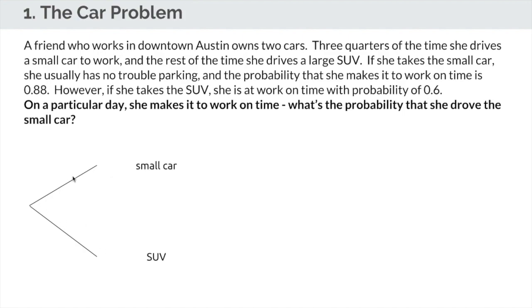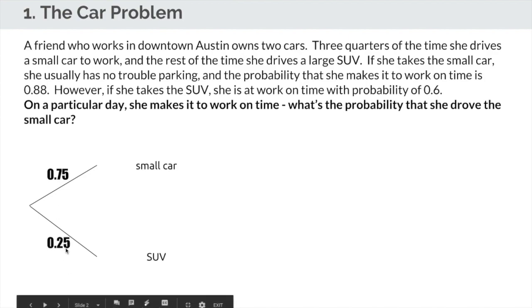So small car probability was, it says 3/4 of the time she drives the small car. So I'm going to put 0.75 on that branch. And if we just think simple math, we know that if 75% of the time she's driving the small car, that means 25% or 0.25 of the time she's driving the SUV. So that's our first little part of our tree diagram.